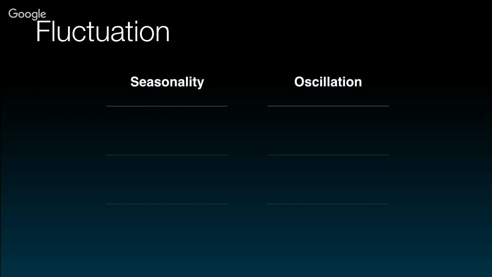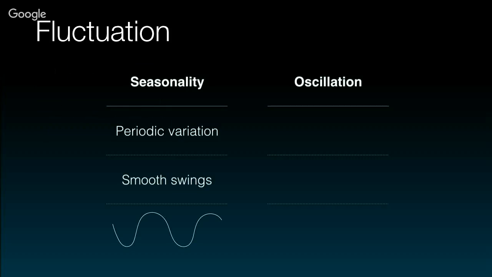Let's start with seasonality. Seasonality is basically when your data changes over a large period of time, not at a small period of time. So for example, you have a particular pattern that repeats itself every day, or every week, or even every year. And these kinds of data tend to have very smooth swings. This is just an example of what that might look like, a relatively low frequency and a very predictable pattern.